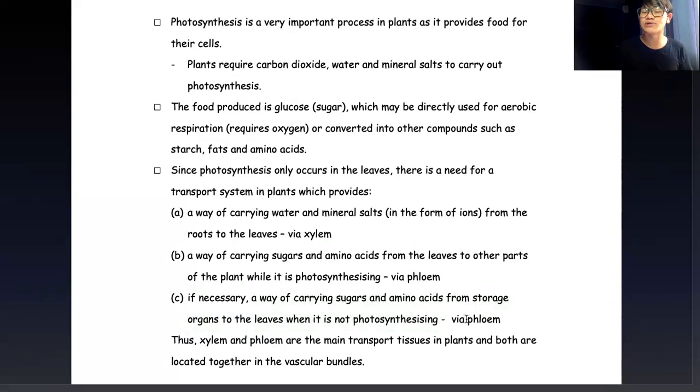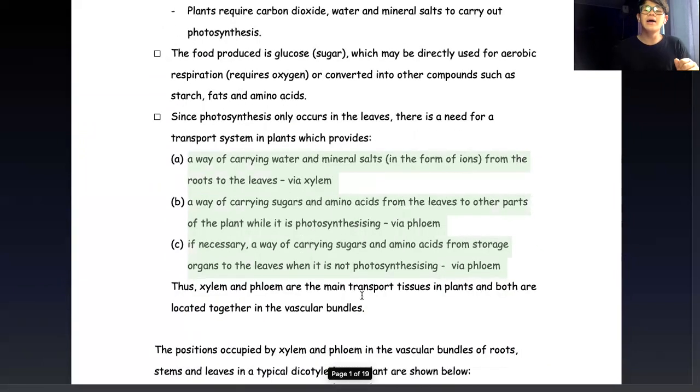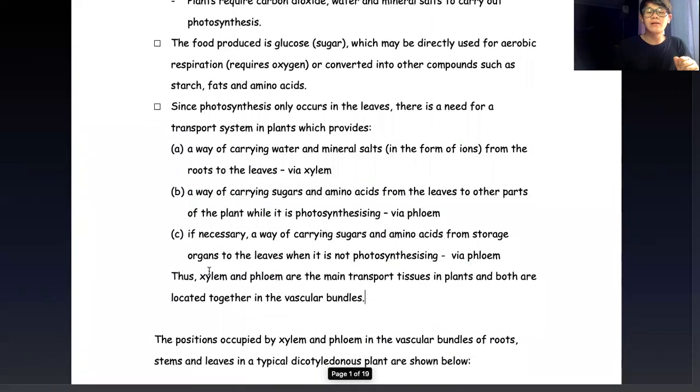As they need the transport system, they need the phloem. Okay, so those are the reasons why the plants actually need the transport system, right? And as you can see here, they're using xylem, they're using phloem. So immediately you can tell that the most important structures needed for the transport system in plants are your xylem and phloem. And collectively, they are what we call the vascular bundles.